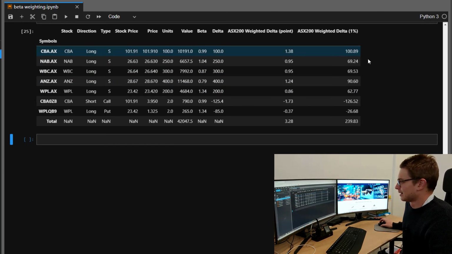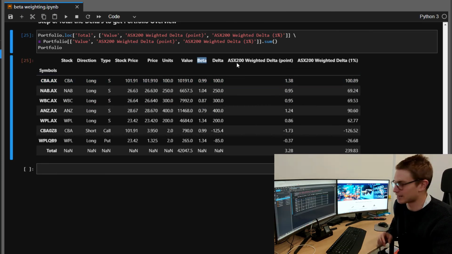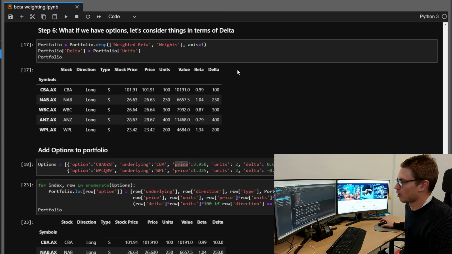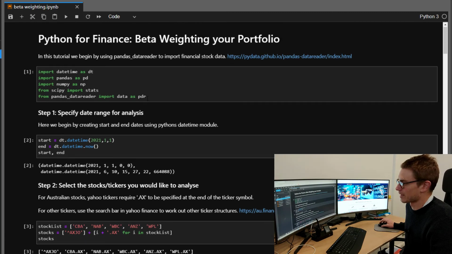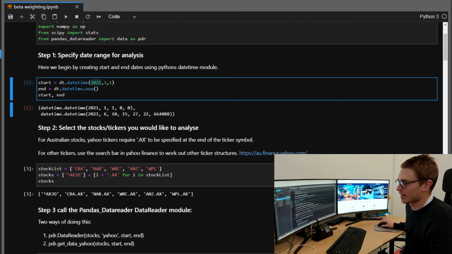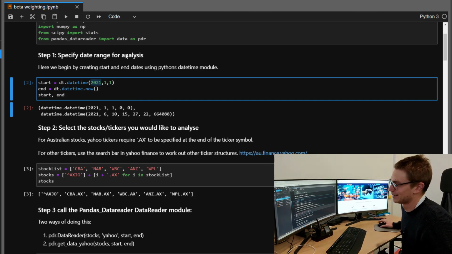Just in summary, something really important to remember is the time frame you're calculating these betas over. Remember, I just did it from the start of 2021. So up here, when you first select your date range, be really careful what data you're specifying, because that's going to affect the correlation and therefore impact your direction of all these positions.